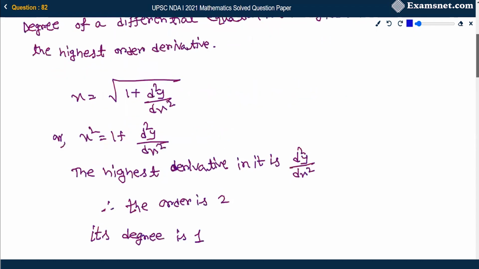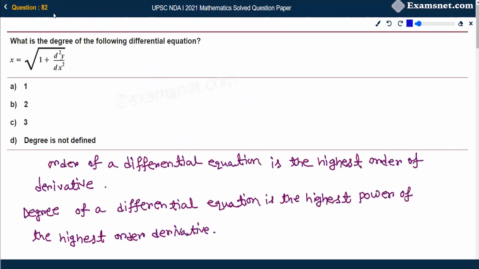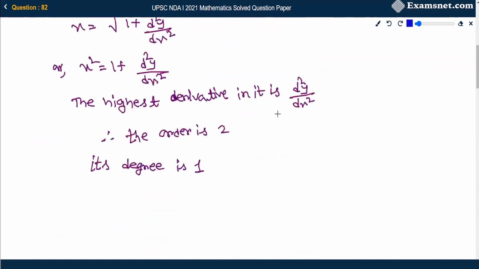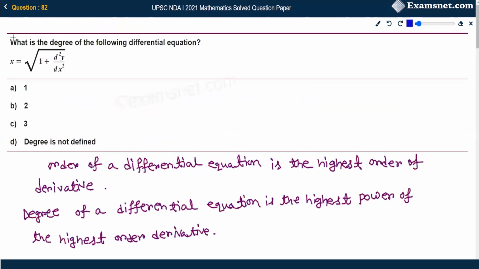So let me check what is required. Okay, degree is required, but order is not required. Since the degree of the highest power of this derivative in the equation is 1, its degree is 1. So it matches with option A.